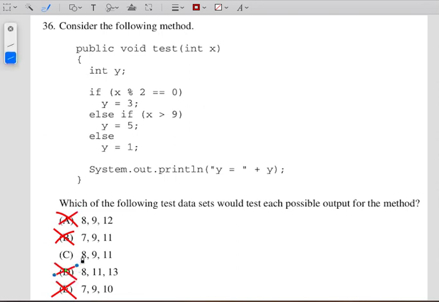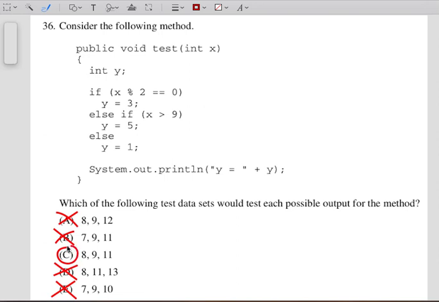If you think about it, if x equals 8, you'd be right here and you'd print out y equals 3. If x equals 9, you would jump down here and print out y equals 1, because 9 is not greater than 9. And then if x is 11, you would print out y equals 5. So C ends up being the right answer.